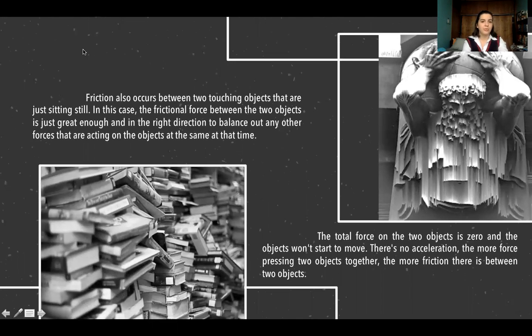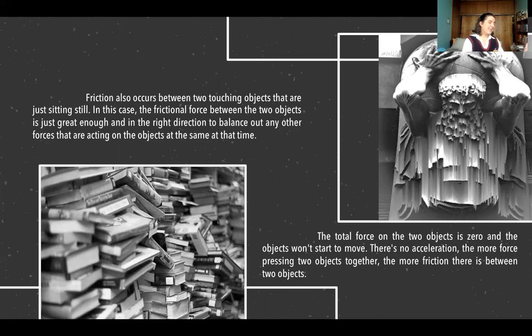Friction also occurs between two touching objects that are just sitting still. In this case, the frictional force between two objects is just great enough and in the right direction to balance out any other forces that are acting on the objects at the same time. The total force of the two objects is 0, and the objects won't start to move. There's no acceleration. The more force pressing two objects together, the more friction there is between them.